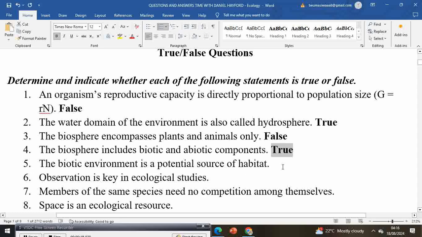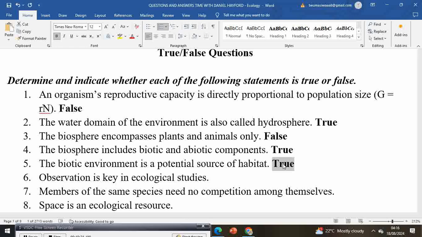Now, question number 5: the biotic environment is a potential source of habitat. Is this one true or false? The answer here is true. The biotic environment. As we speak, it is possible that some organism is about to maybe colonize another organism, in which case that organism will become its habitat.